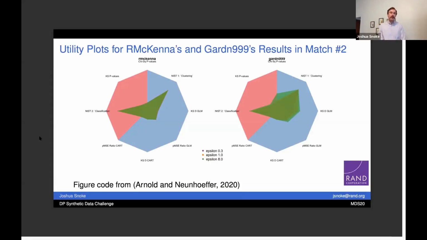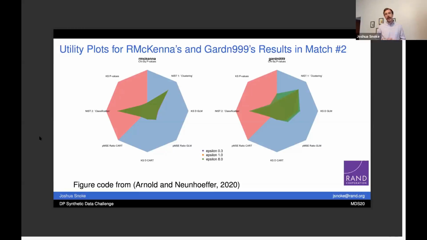And so what we have here is, on each of the axes of the chart, one of our utility metrics. As the filled-in area expands to the outside, it implies that you have higher utility. And then the different shaded regions are the different categories. So the red are the low level marginal distribution utility metrics, and the blue is the full joint metrics.